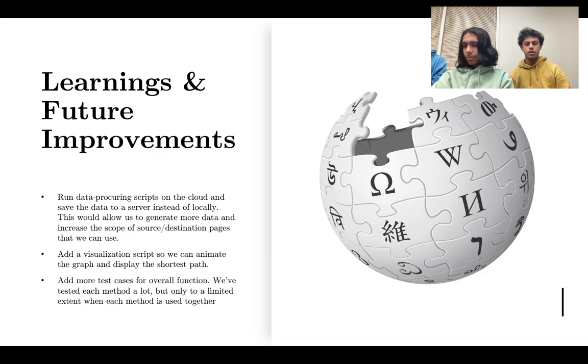Our graph was stored as an adjacency list, and we would like to in the future add a visualization script so we can animate the graph and display the shortest path. And lastly, we can add more test cases for better testing of overall functionality. We did test each method quite extensively, but we can always add more test cases.